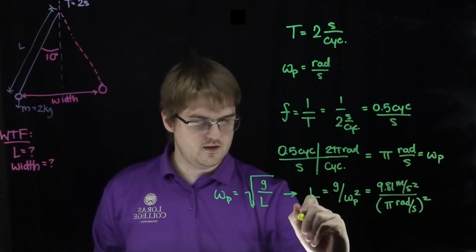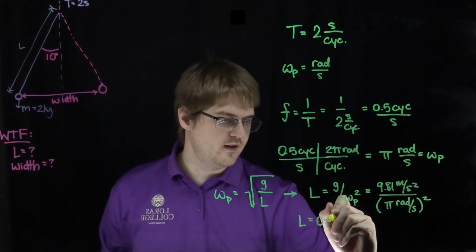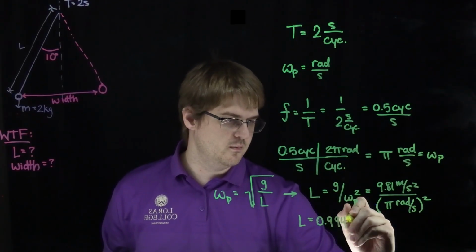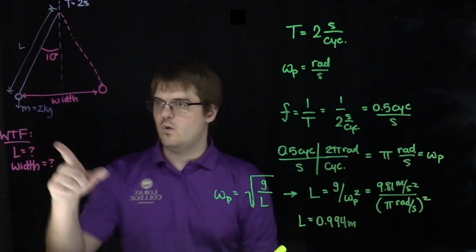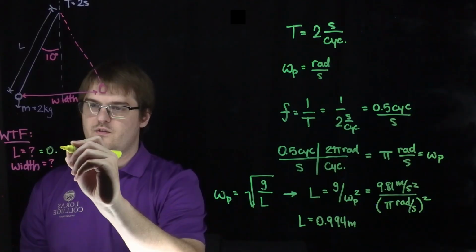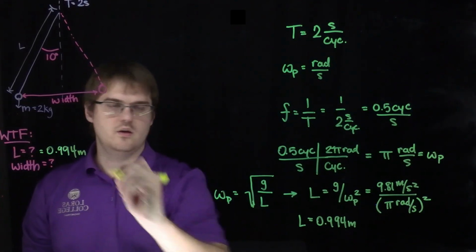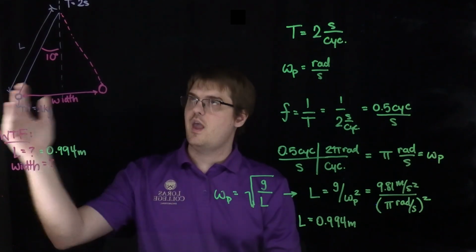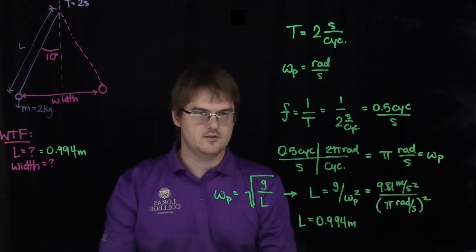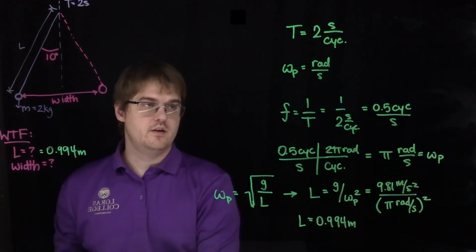And that is going to give me a length for my pendulum of 0.994 meters. And that is what this length needs to be in order to have a period of 2 seconds. So that's the first piece done.